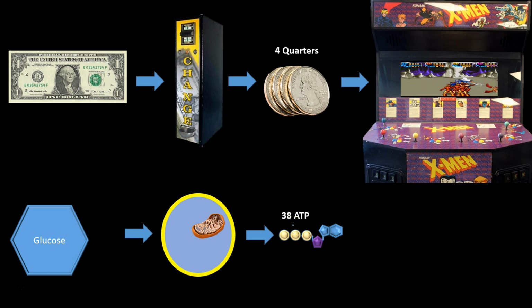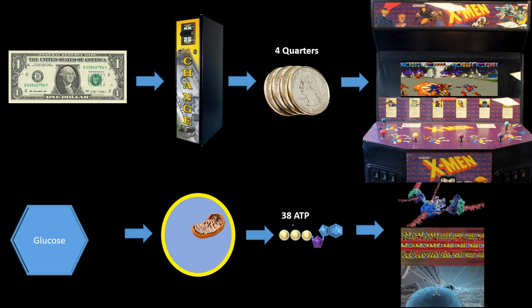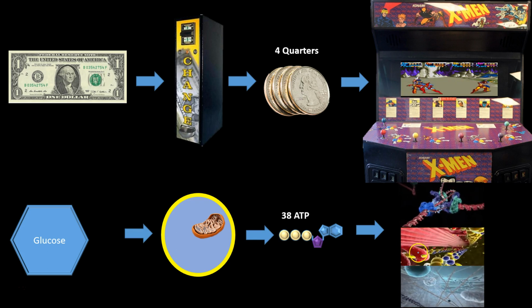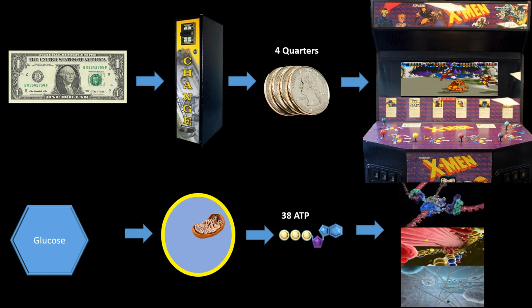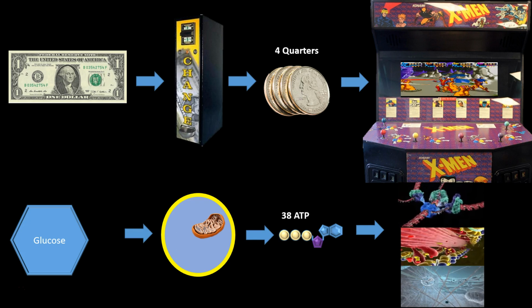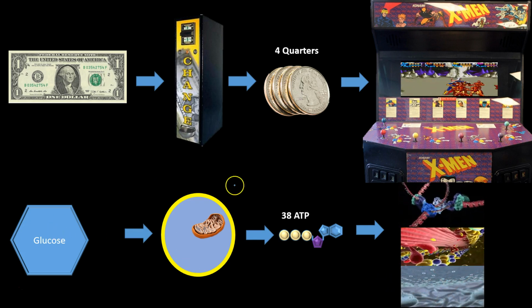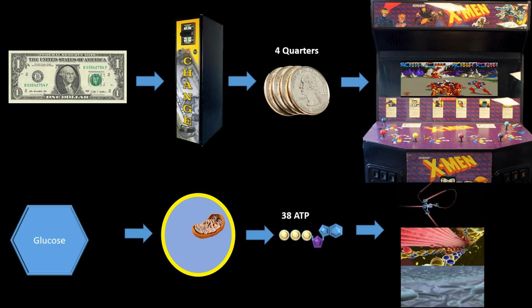Just like a $1 bill will give you 4 quarters, 1 molecule of glucose will give you 38 molecules of energy, or of ATP. Then our cells can use all of that energy to do its different processes, whether it's replication of DNA, a muscle contraction, or if it's active transport, moving a vesicle around, okay? So this is the big idea. We're going to exchange glucose for ATP energy, okay?